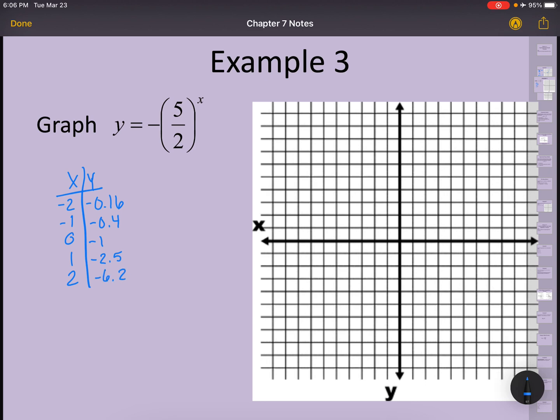So here's our table of values coming from the calculator. And let's go ahead and graph these. So at -2, it's negative this time, 0.16. At -1, it's almost 1/2 of a unit. At 0, it's -1. At 1, it's -2.5. And at 2, it's -6.5. Then, we graph it with our smooth curve.